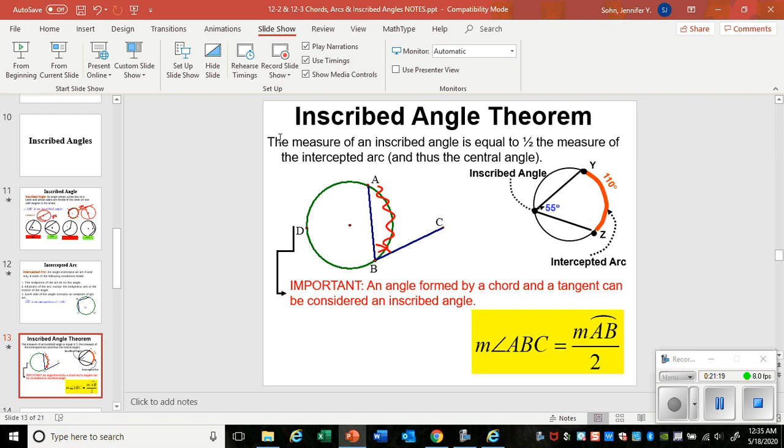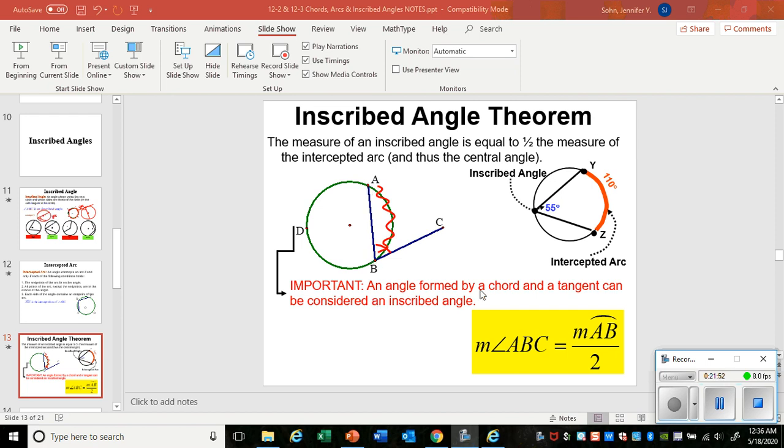Inscribed angle theorem. The measure of an inscribed angle is equal to half the measure of the intercepted arc, and thus the central angle. Important: an angle formed by a chord and a tangent. So this is a chord and this is a tangent. A tangent only touches the circle, outside, at only one point.